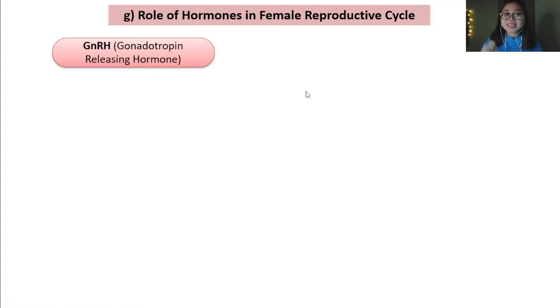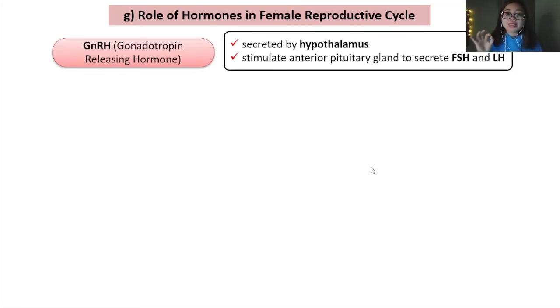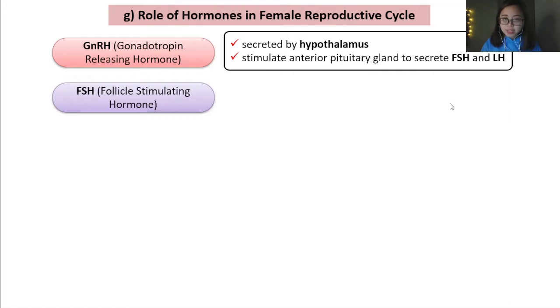The first is something you've already seen before, GnRH, or also called gonadotropin releasing hormone. It is a hormone that is secreted by the hypothalamus, and the function is to stimulate the anterior pituitary gland to secrete FSH and LH. Fungsi GnRH adalah untuk bagi tahu anterior pituitary gland untuk hasilkan FSH dan LH. So let's look at the next hormone involved.